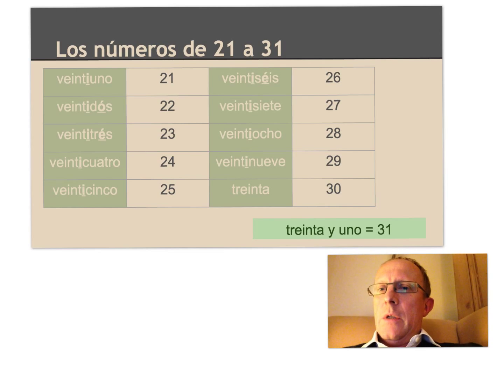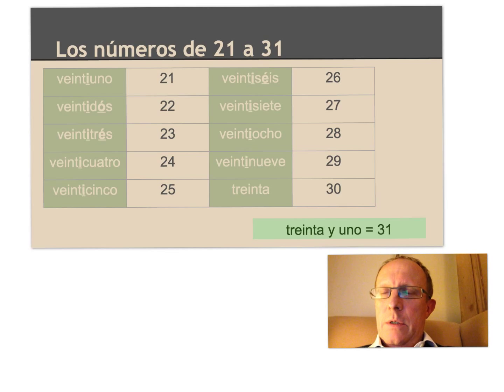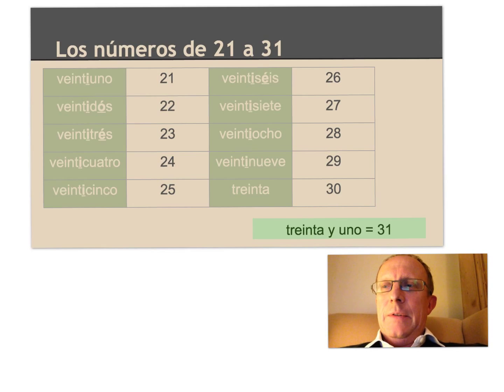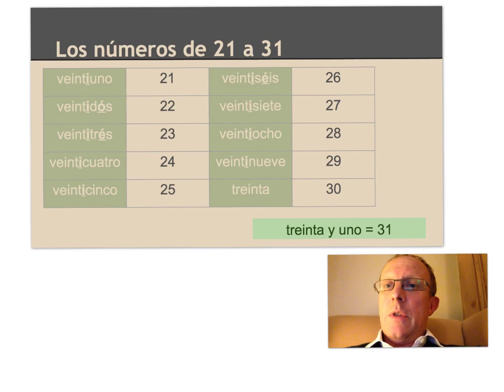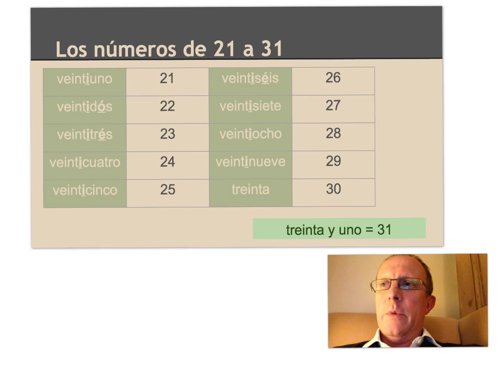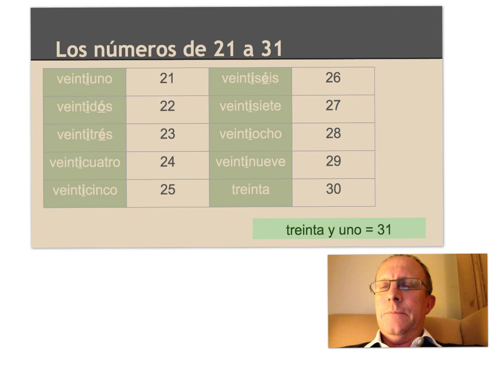So the first thing to notice about the numbers in the 20s, rather like the numbers 16, 17, 18 and 19, is that they are spelt all as one word. 21 is written all as one word. We need also to notice that all the numbers from 21 up to 29 have an I in the middle of them. Of course, the word for 20 itself, which we met previously, ends in an E.